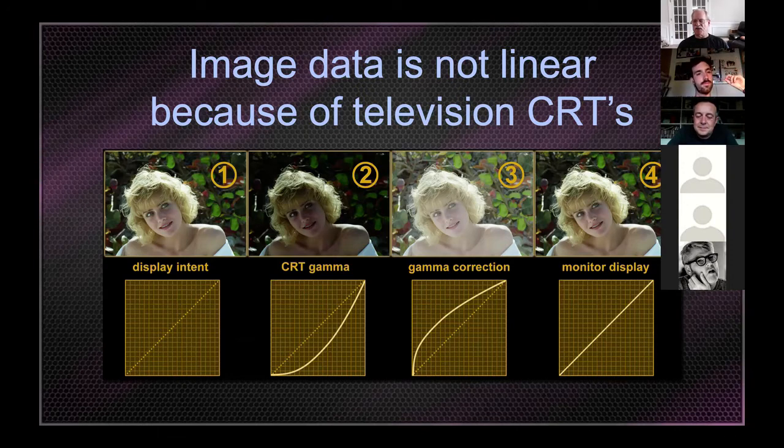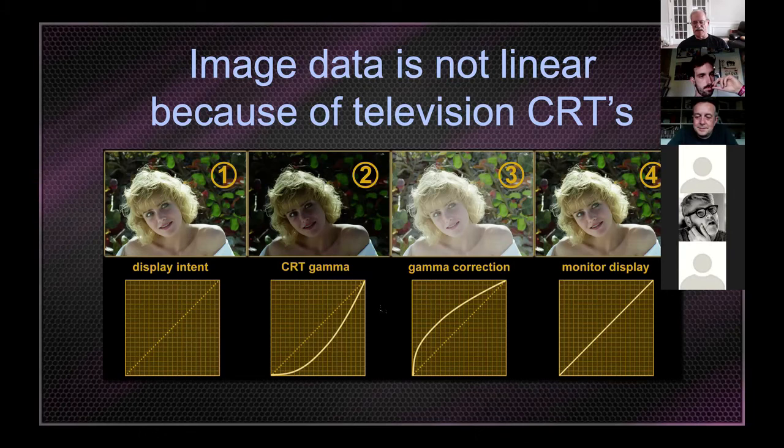Everything has this gamma baked into it. Now you're saying, well, wait a minute, we don't have cathode ray tubes anymore. We have these lovely flat panel displays. Yes, we do. And the flat panel displays do not have a gamma curve in them based on the physics of their cathode ray tubes.